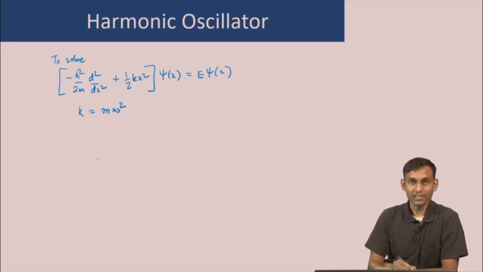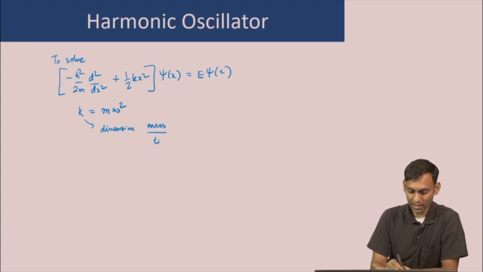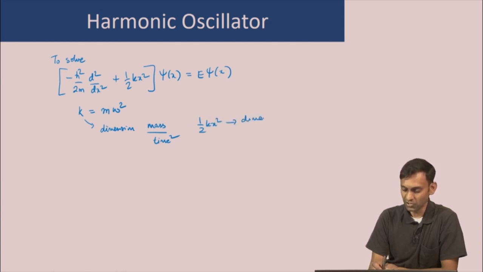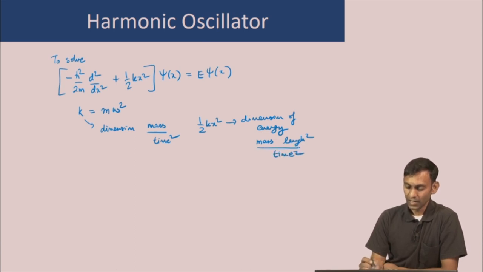We also see that this is consistent with k having dimensions of mass by time squared, because half k x squared has dimension of energy, which is mass times length squared divided by time squared. So, since x squared has dimension of length squared, k must have dimension of mass by time squared.